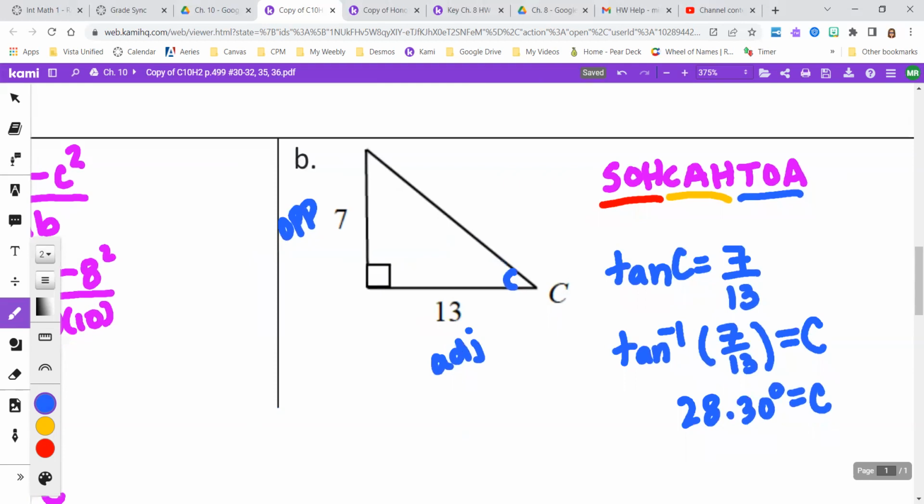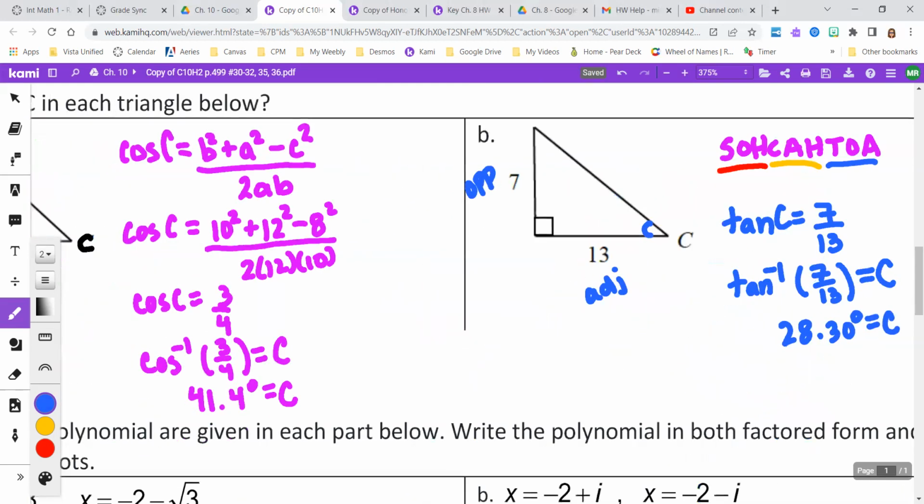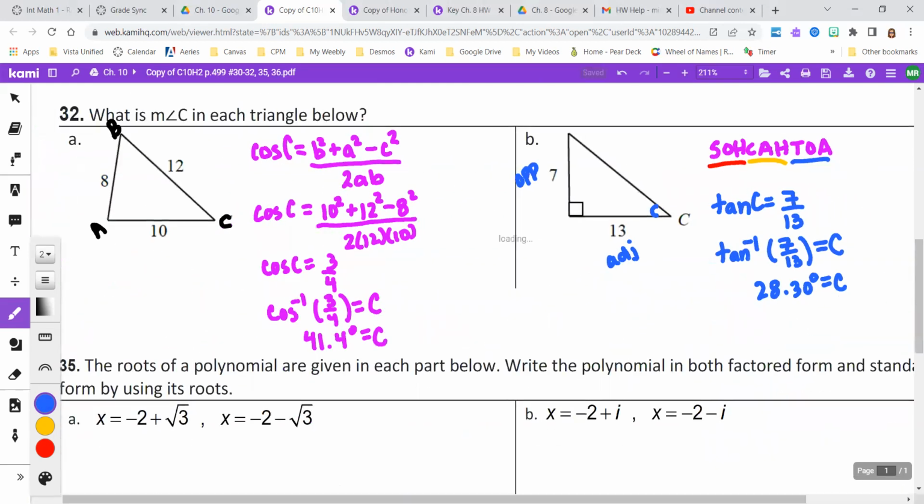So hopefully that helps you out. Again, the first one is not a right triangle, so I'm either going to use law of sines or law of cosines. In this case, it was law of cosines. The second one is a right triangle, so I can use SOHCAHTOA.